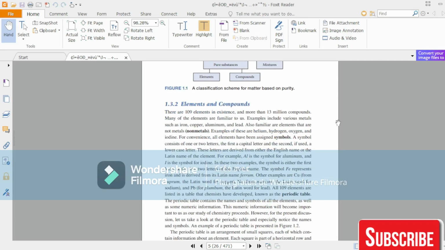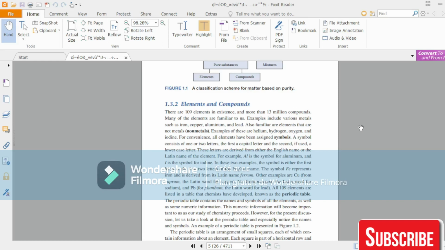There are 109 elements in existence and more than 13 million compounds. Many of the elements are familiar to us. Examples include various metals such as iron, copper, aluminium, and lead. Also familiar are elements that are nonmetals. Examples of this are helium, hydrogen, and oxygen.